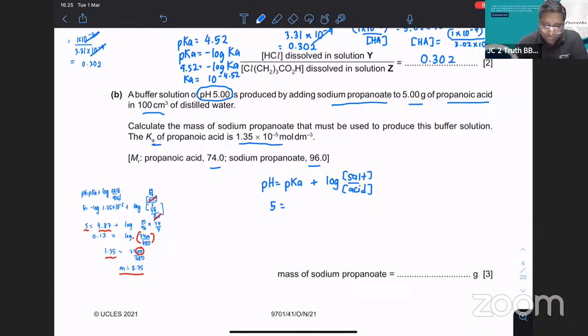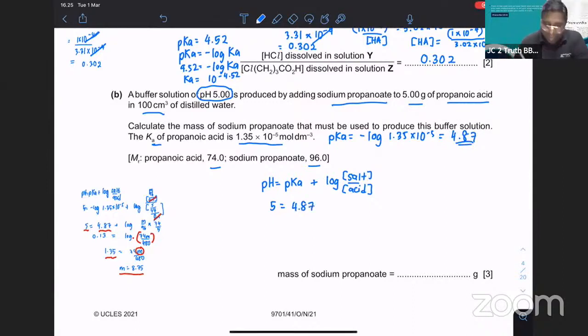I just need to find out what the pKa value is. The pKa value is negative log of 1.35 times 10 to the negative 5. If you do that, the pKa value is going to be 4.87. So I'll just use the value 4.87 directly over here.